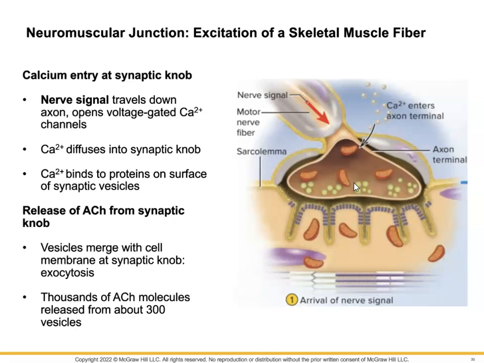So the binding of the calcium to those synaptic vesicles triggers the merging of the vesicles with the membrane part of the synaptic knob. This results in exocytosis of the acetylcholine from those vesicles into the synaptic cleft. Remember, that's the space between the nerve cell and the muscle cell. Now, acetylcholine is released from approximately 300 of these little vesicles per nerve signal, but each of those vesicles contains thousands of molecules of acetylcholine.